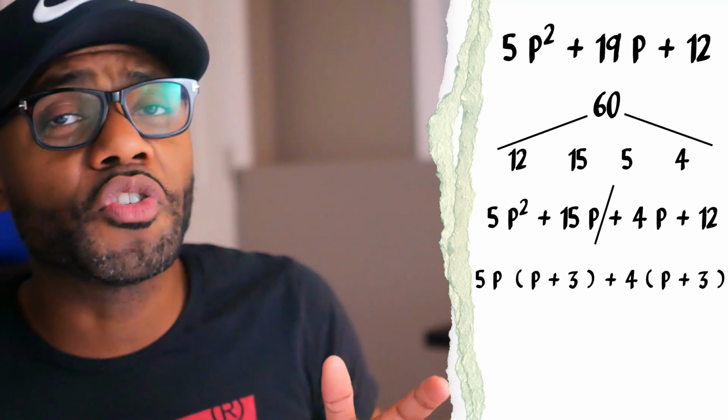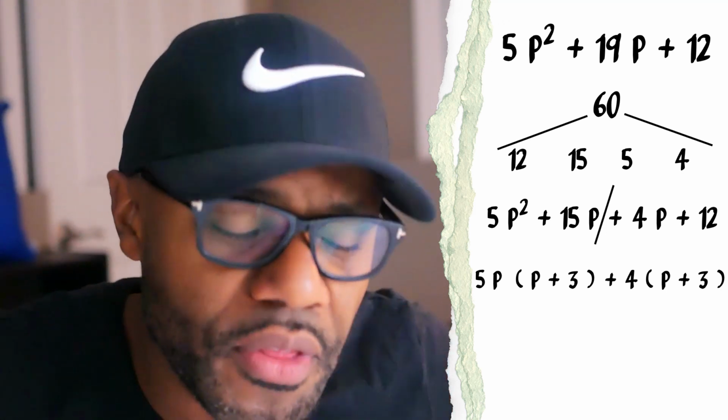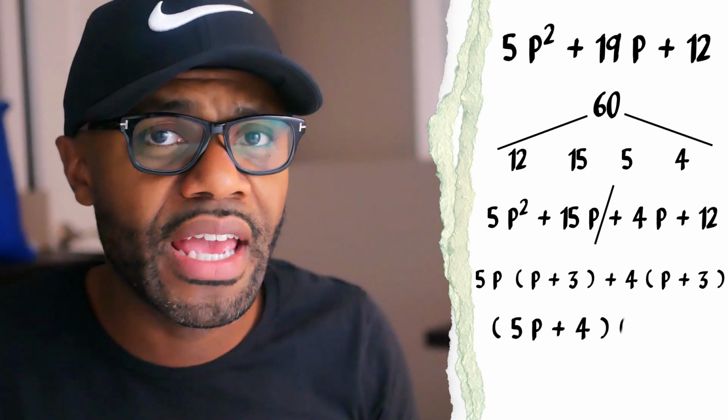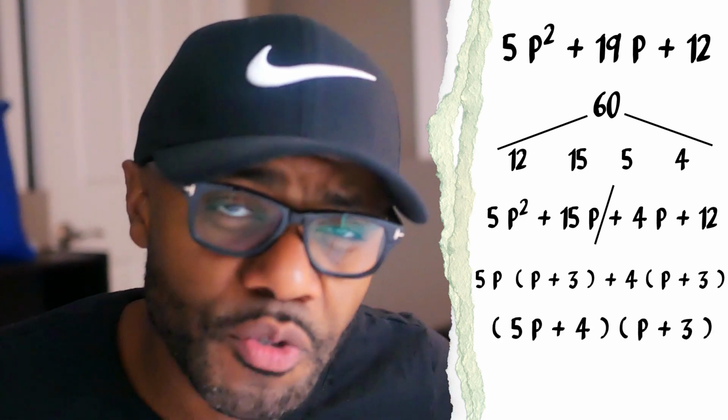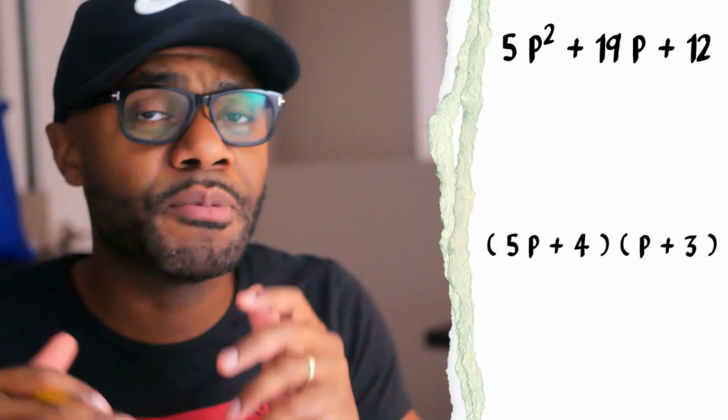But again, we're just going to match our like terms. In this case, the 5p is going to match with the 4. So we're going to have 5p plus 4 in one expression and p plus 3 in another expression. So our answer is going to be 5p plus 4 times p plus 3.